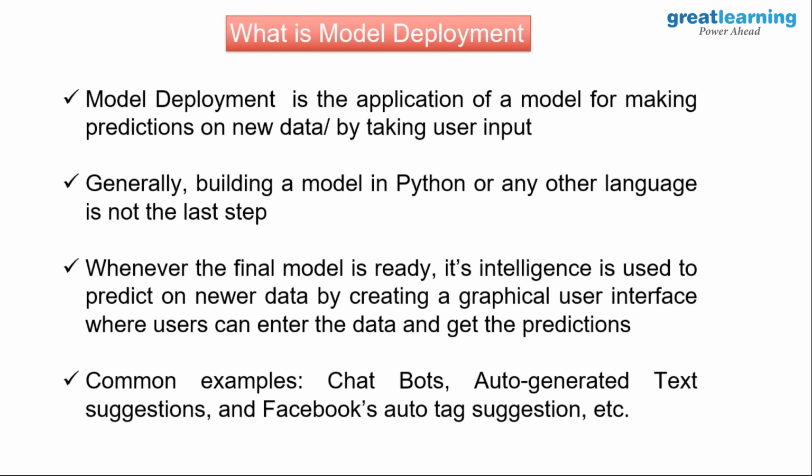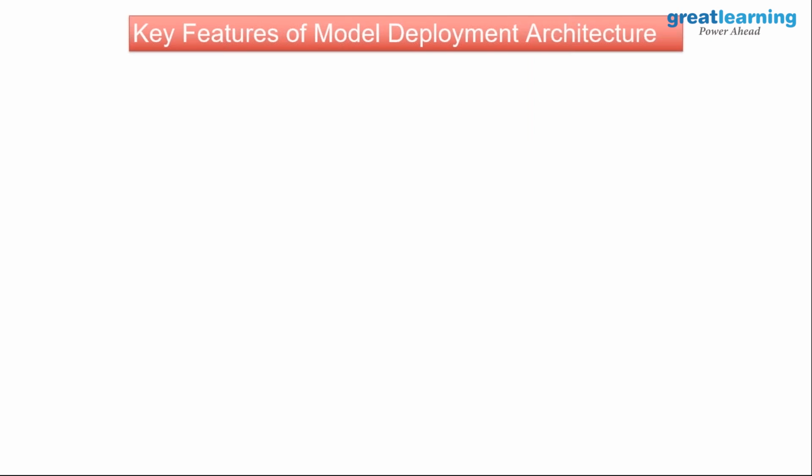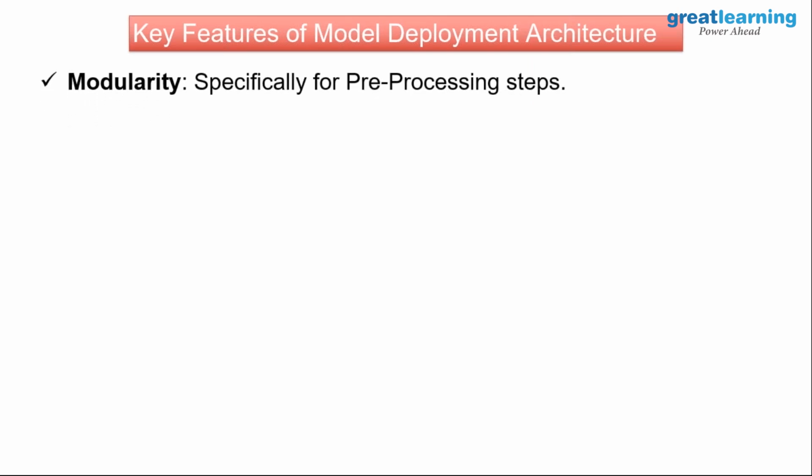Okay, so either you have a user interface available to collect the user input for an unseen data set, or there are certain applications which give you some default options through which the data gets collected. The idea is to collect the data. Okay. Now, what are the key features of a model deployment architecture?